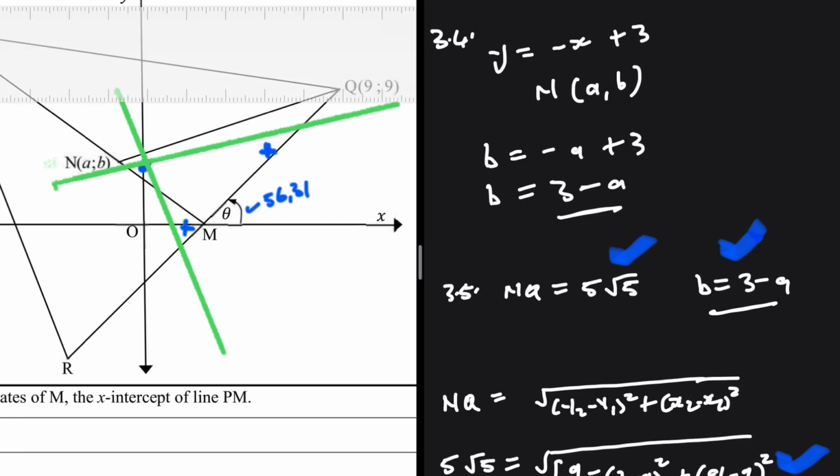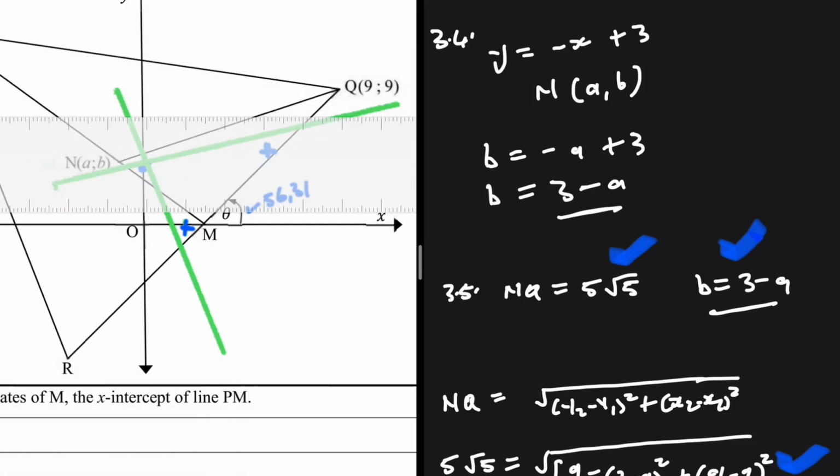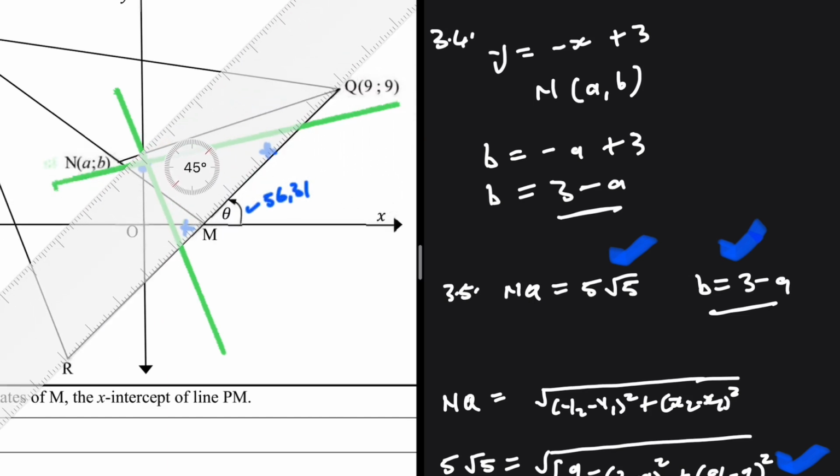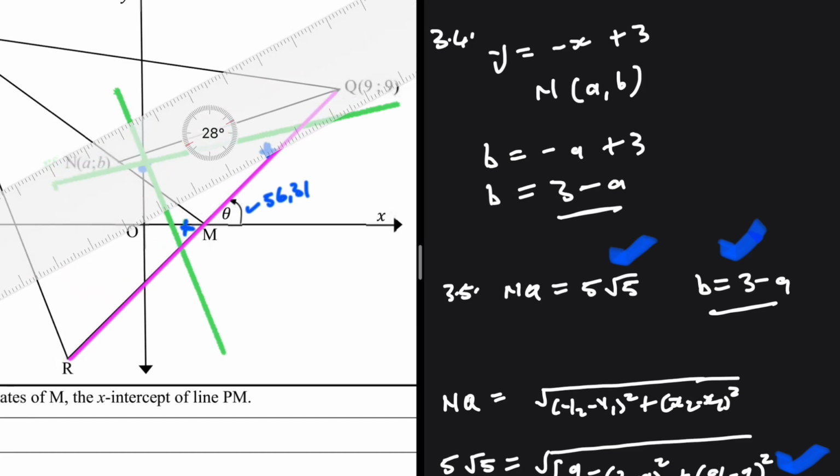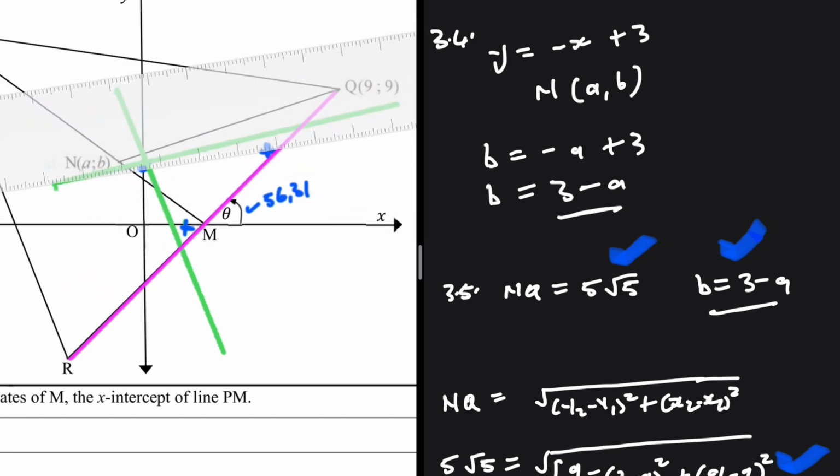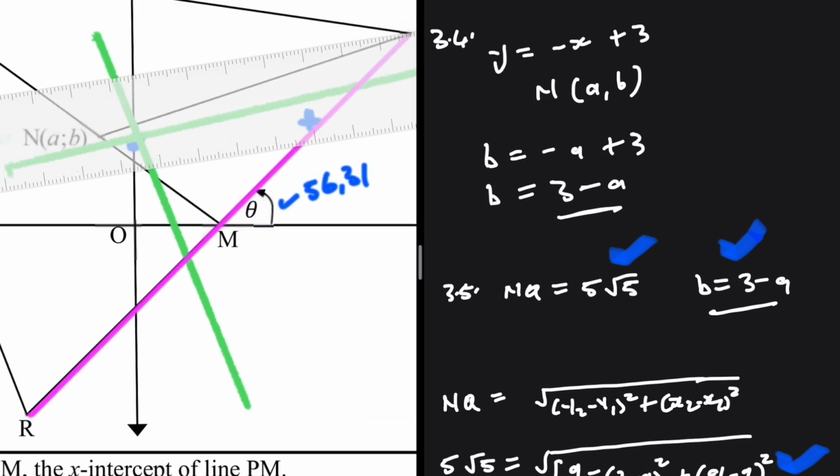Let me show you what we are actually going to use here. So this is QR. Maybe let me just change the color a bit to make sense of what is happening. Yeah, so we have QR, and then we want to ultimately find the angle of inclination of our line, right? Because the angle of inclination of our line is what's actually going to allow us to find the gradient of that line at the end of the day. So that is 56.31, and here we have 45. Let me change the color. Here we have 45, right? So how can we use that?